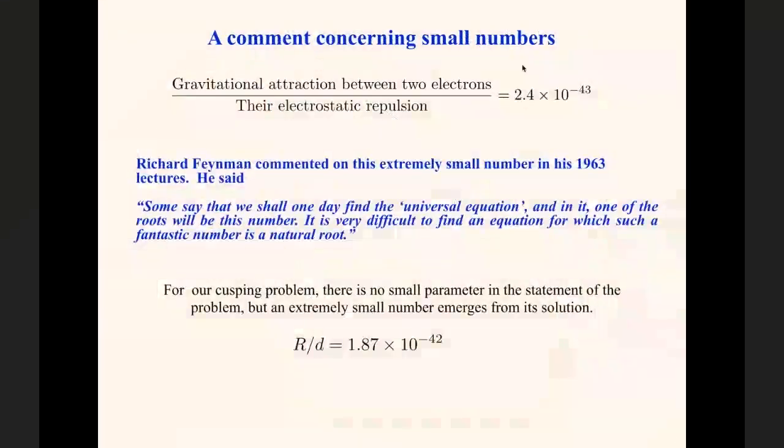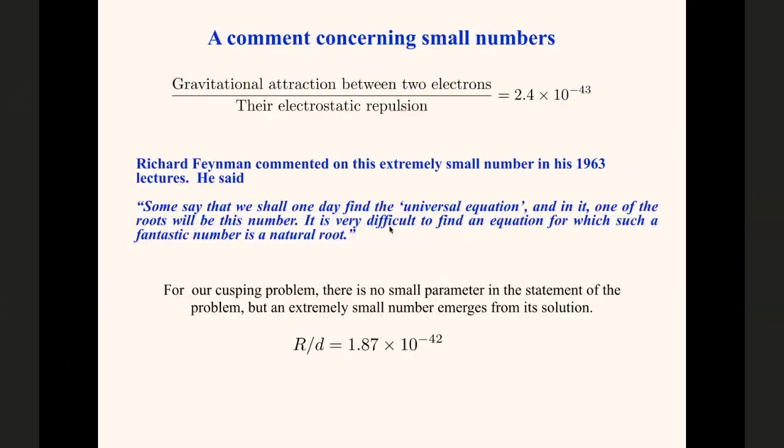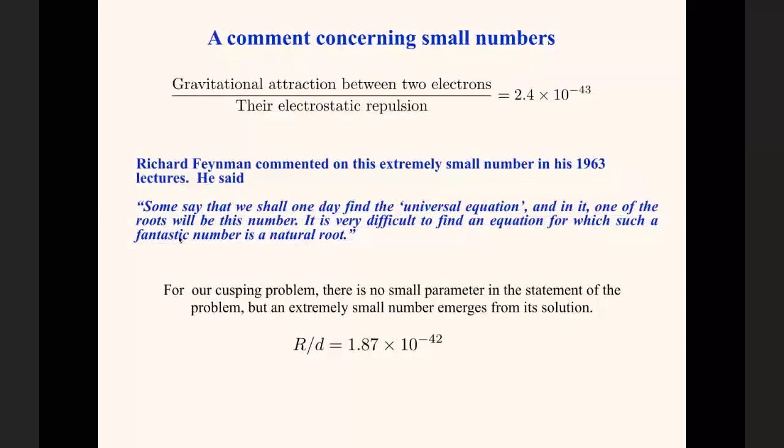A comment concerning small numbers of this kind. If you take the gravitational attraction between two electrons, the ratio of that to their electrostatic repulsion is likewise an extremely small number. And Richard Feynman commented on this in his famous 1963 lectures. He said this: "Someday, some say that we shall one day find the universal equation, and in it one of the roots will be this number. It is very difficult to find an equation for which such a fantastic number is a natural root."